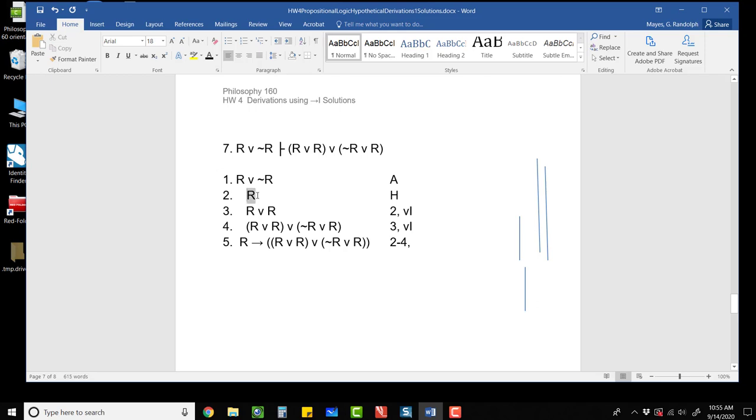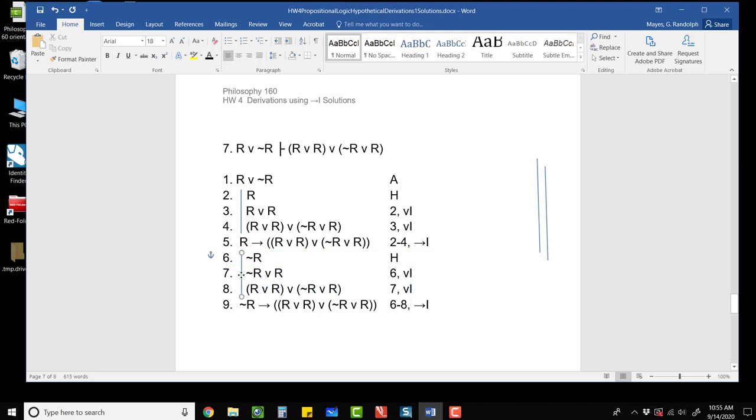hypothesize R for the first conditional, get R or R by disjunction introduction, then get R or not R or R by disjunction introduction, and there's your first conditional. Same process, hypothesizing not R, and there's your second conditional, which again we need to discharge. Okay, so you got your 2 conditionals, you got R or not R. So you got your conclusion by 1, the original disjunction, 5 and 9, the derived conditionals.